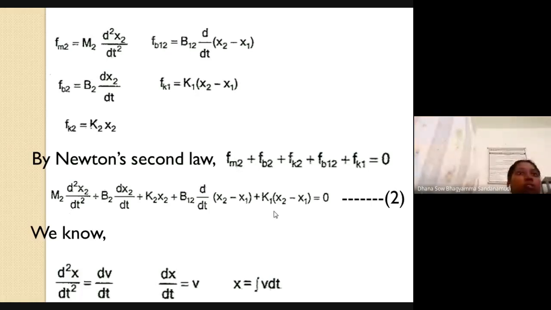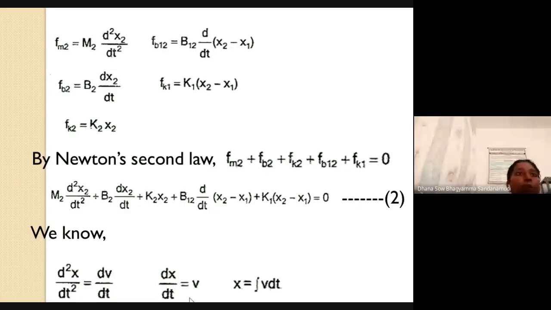Okay, so substitute the equations here. So you will get an equation. Consider it as equation number 2. So there are two masses. Okay, so you have got two differential equations.